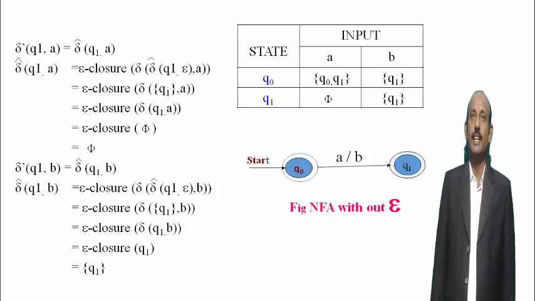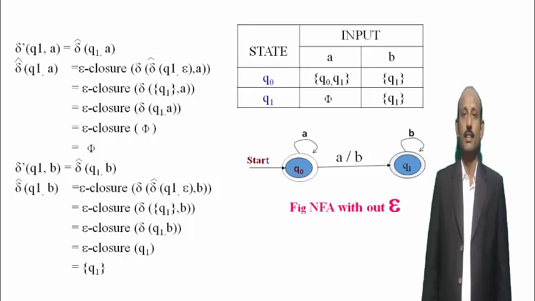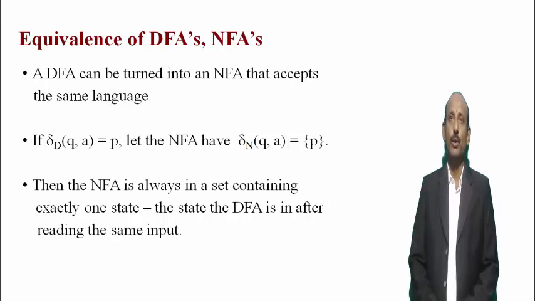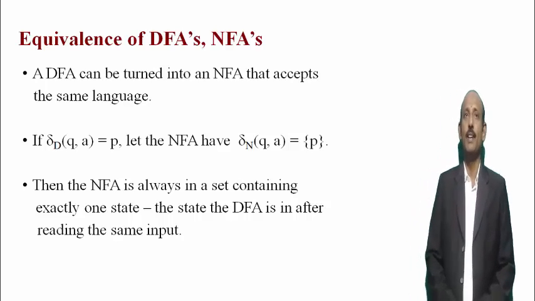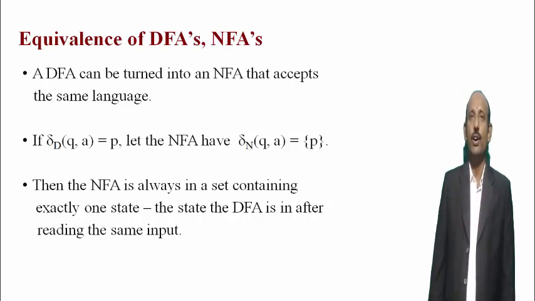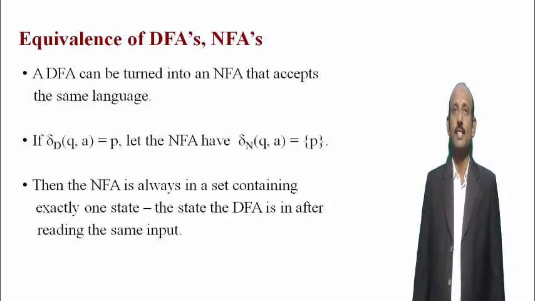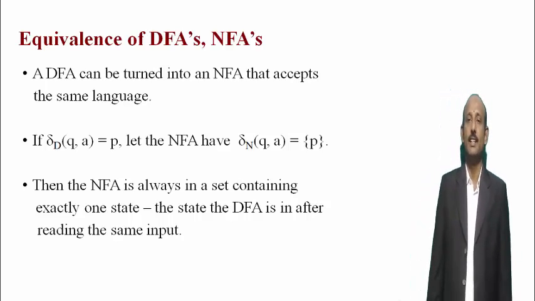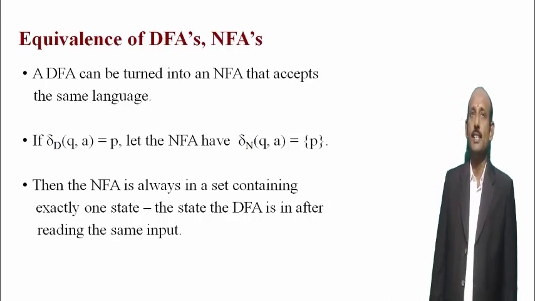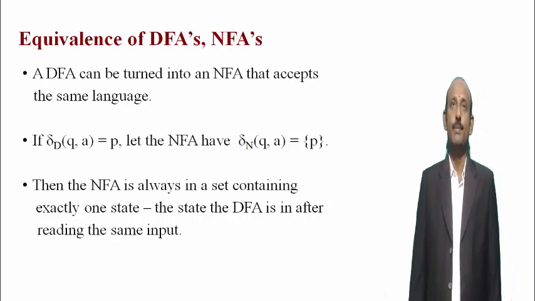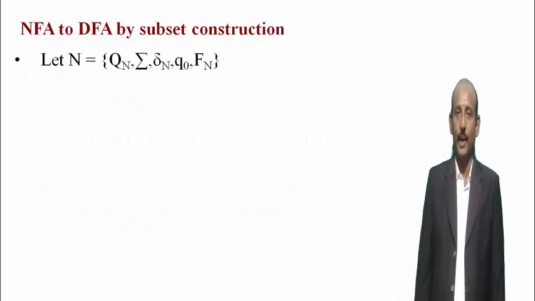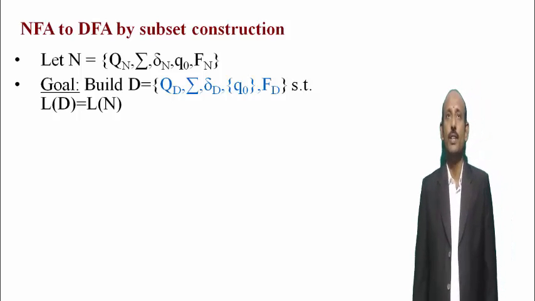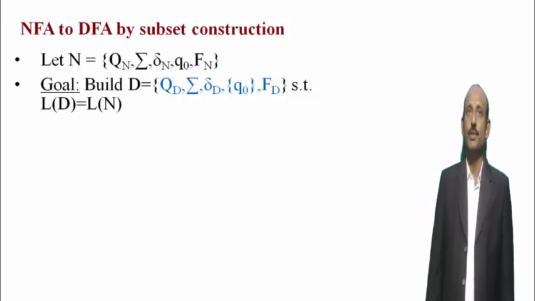Next we can see about the equivalence of DFAs and NFAs. Both NFA and DFA accept the same languages. The NFA always gives a set of states, whereas the DFA contains exactly one state after reading the same input. So next we can see about the subset construction, NFA to DFA. Previously we saw NFA and DFA. Now we go for this NFA to DFA subset construction.